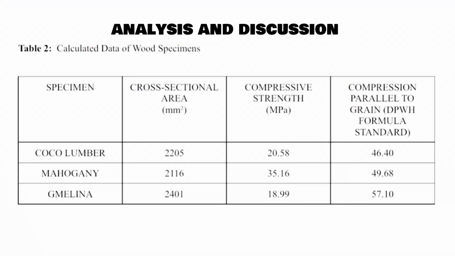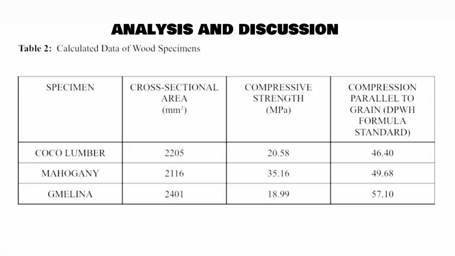The experiment aimed to measure the compressive strength of 3 wood specimens and to determine if they meet the criteria set by DPWH and ASTM standards. Among the samples, GMELINA recorded the lowest compressive strength at 18.99 MPa, followed by mahogany at 35.16 and COCO lumber at 20.58 MPa. Based on the DPWH standard, the required compressive strength values were for COCO lumber 46.14 MPa, mahogany 49.68 MPa, and GMELINA 57.10 MPa.